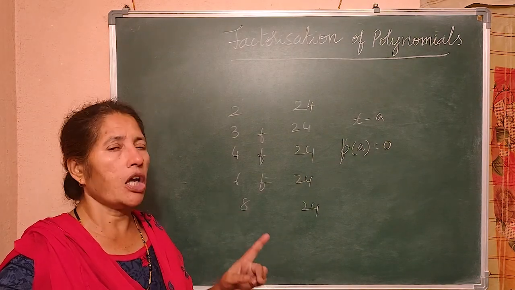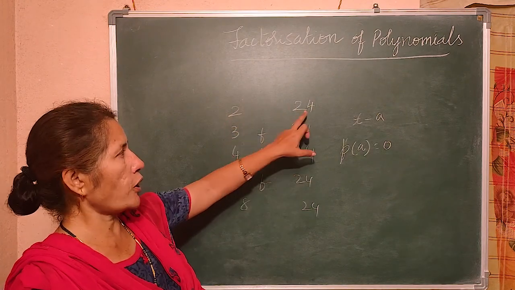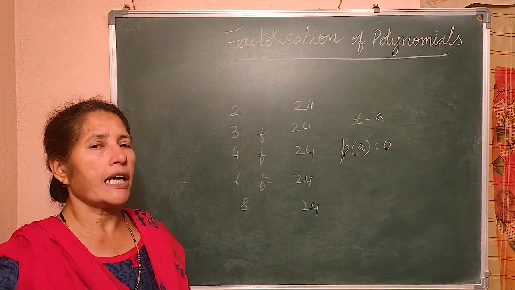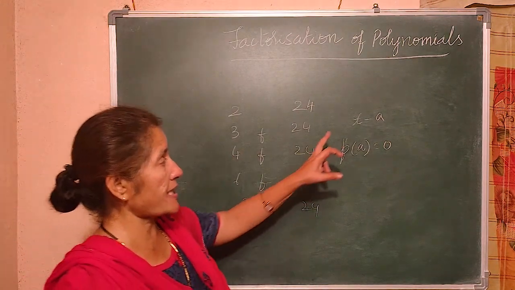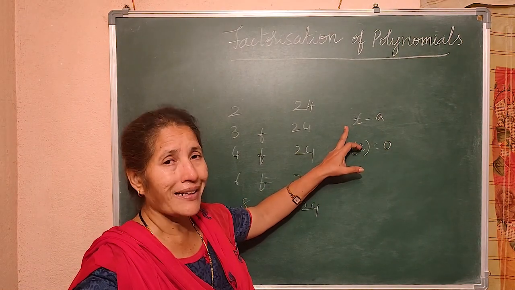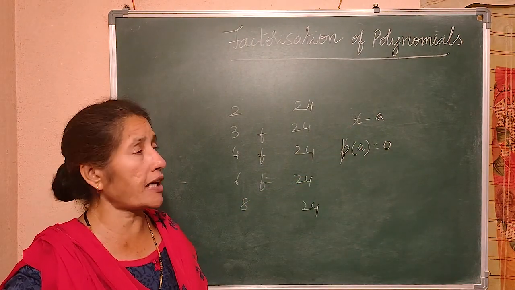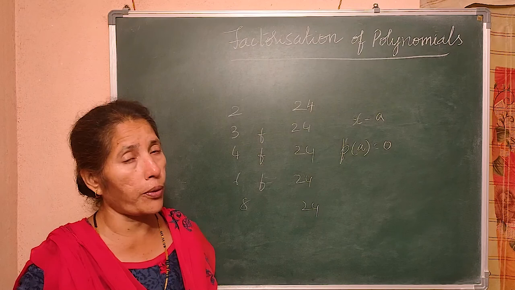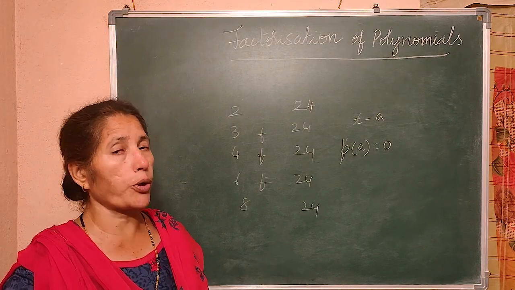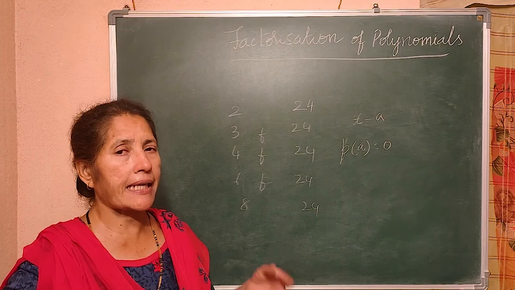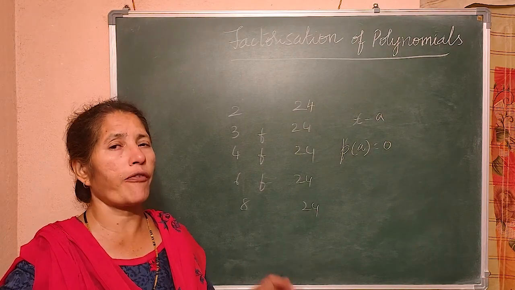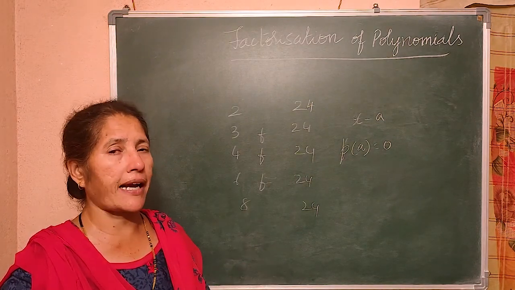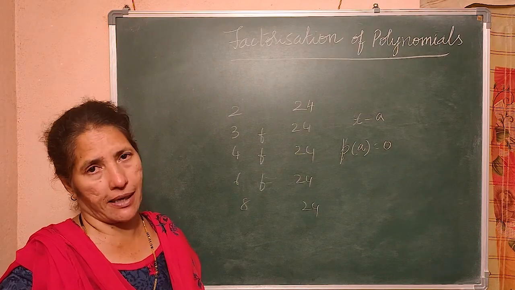If 2 is a factor of 24, 24 divided by 2 is equal to 12 and the remainder is 0. If a polynomial is divided by x minus a, then the remainder is 0. Using the remainder theorem, if x minus a is a factor, p of a is equal to 0. So, when p of a is equal to 0, using that property, I can find out the value of any unknown term in a polynomial. Let us try to understand this by taking some examples.